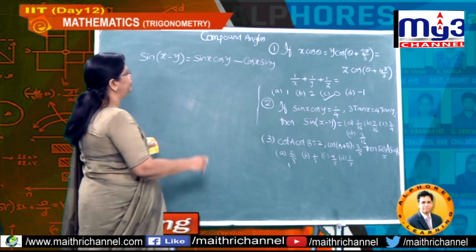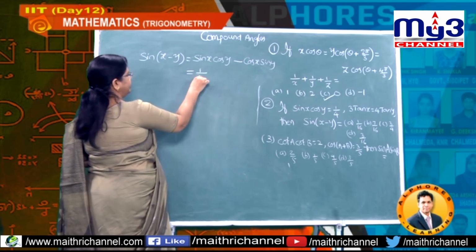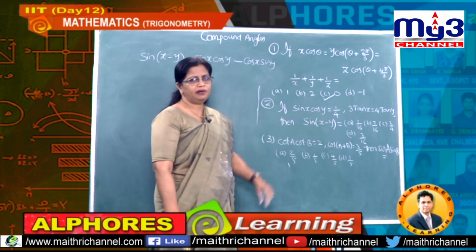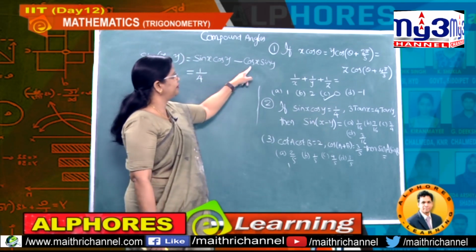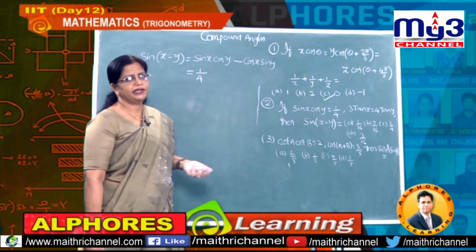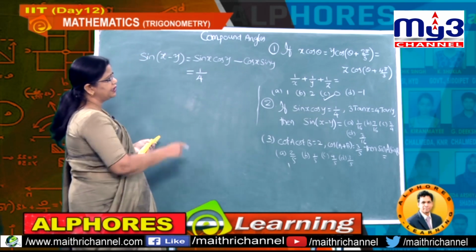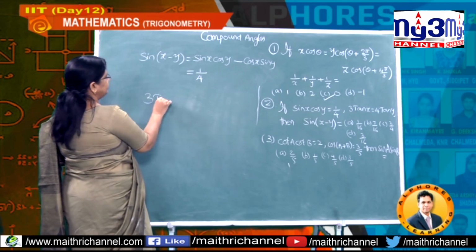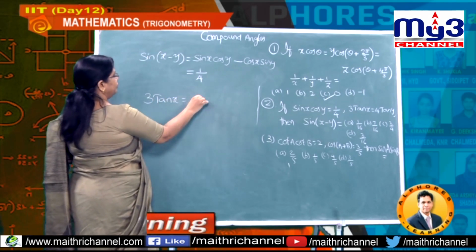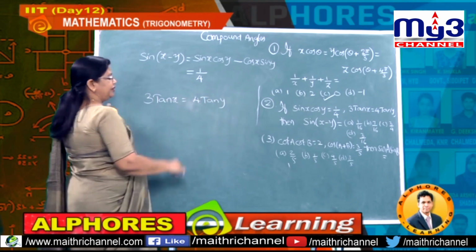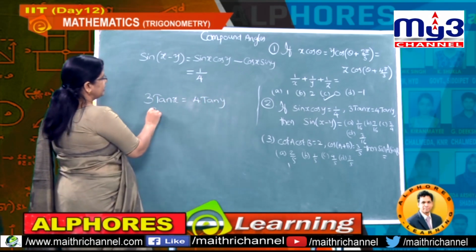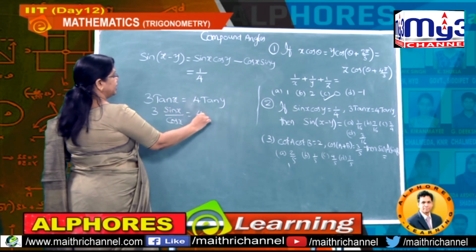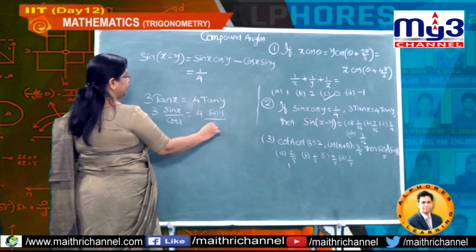Understand? Now which value do you have? Sin x cos y you know. That means you can substitute 1 by 4 here, and the options are also in terms of numerical values. Therefore, you must find the value of cos x sin y. To find cos x sin y, let us make use of the second result. What is the second result? 3 tan x equal to 4 tan y, right? Now, let us write tan x as sin x divided by cos x, and tan y as sin y divided by cos y.